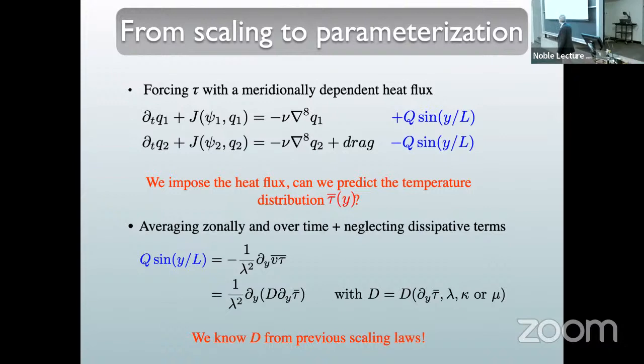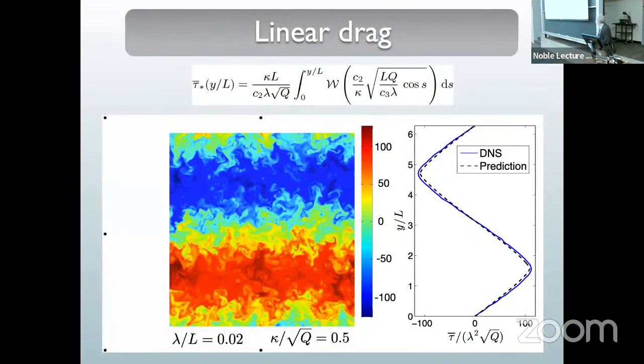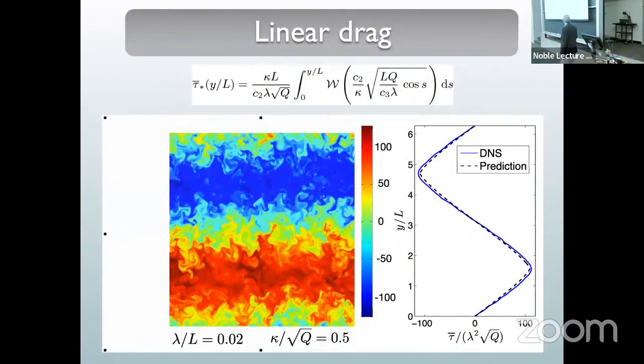I just solve this equation because D will depend, according to our scaling law, on the temperature gradient, on the deformation radius, and on the drag coefficient. We know what it is dependent on, so we can just try to plug in what we just solved for. And so this is now a fully non-turbulent solution.